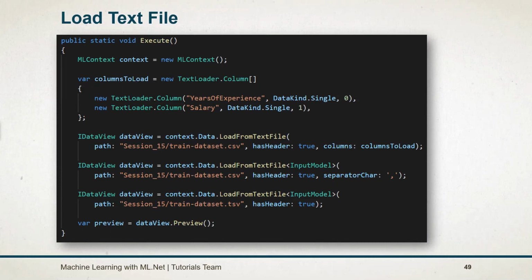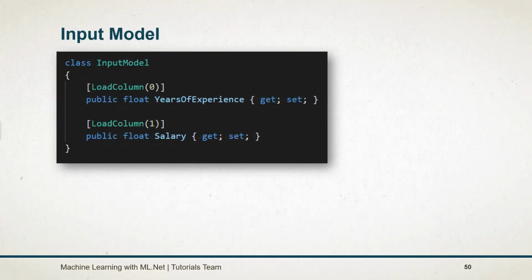In the second example, we have used the model that specifies the column details. In the third example, we have loaded the data from the TSV. So we do not need to pass the separator character parameter. Here is a model that we have used to load data. It will automatically take the name for column based on the name of the property or the value specified in the column name attribute. And to specify the index, we need to use the load column attribute.